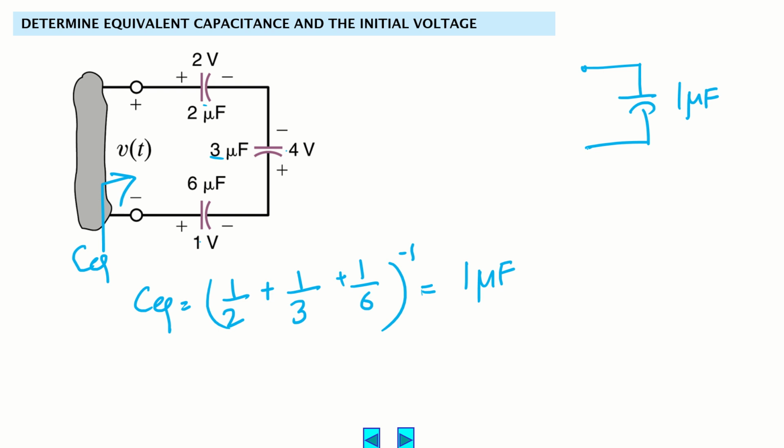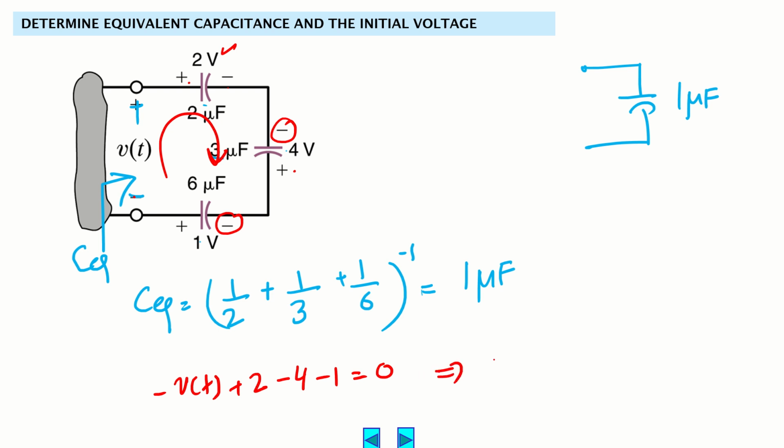Now the second question is, what is the initial voltage? Initial voltage means the voltage here. We can do it directly, but to make simple steps, we can write the KVL here. What is the voltage drop here? Minus V of t plus 2 volt, right? The voltage drop here is given. The voltage drop for this capacitor is minus 4. Then the voltage drop across this capacitor is minus 1, equal to 0. So the total net voltage drop in a loop is 0.